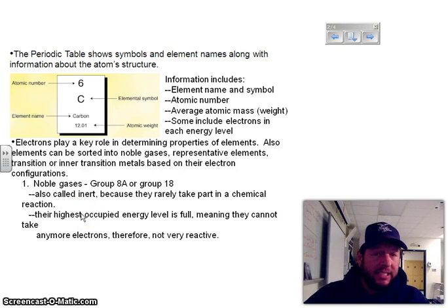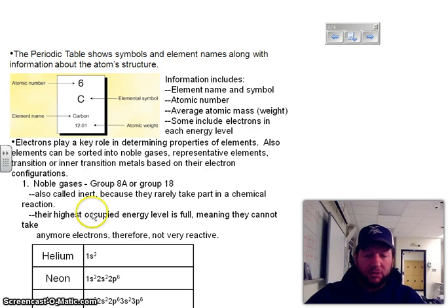We also say that the noble gases are called inert because they really rarely take part in any kind of chemical reaction. They don't react very well at all. That's one of the reasons why we use noble gases in neon lights. Neon is a noble gas. It is not very reactive, so we use gases like neon in a lot of our lighting. Another characteristic of the noble gases is that their highest occupied energy level is full of electrons. They cannot take any more electrons, and that's why they're not reactive.